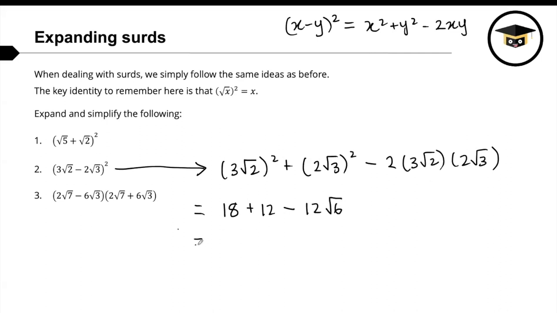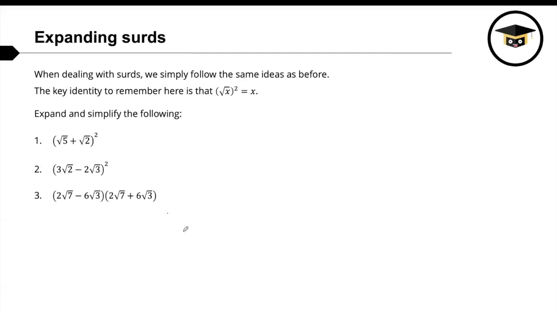And now we can say, well, 18 plus 12 is just 30, and 30 minus, we have 12 root 6. So this would be our final answer for question 2. So now let's move on to question 3.